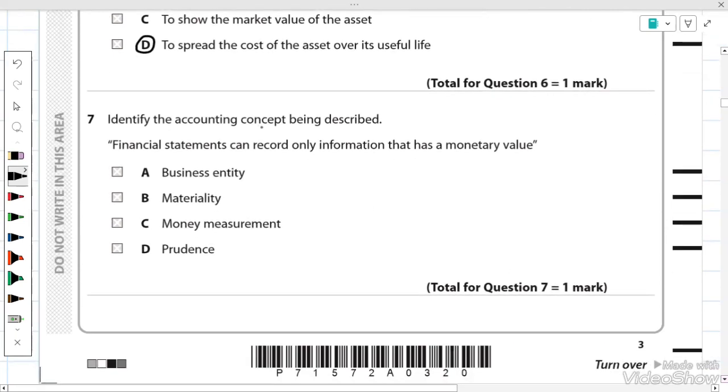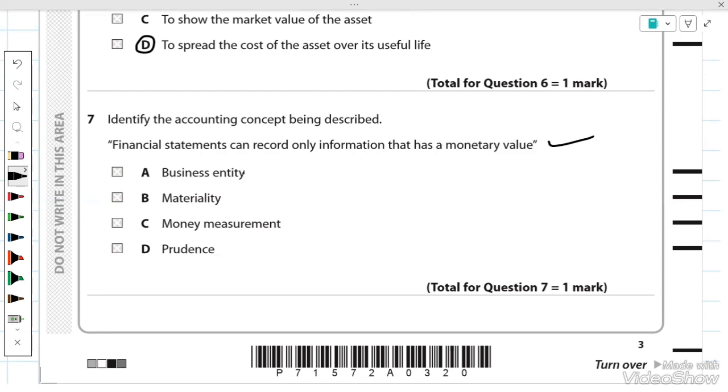Identify the accounting concept being described. Okay, so this is basically your accounting concept, and you have to identify in these four options which option is correctly identifying this statement. Okay, so financial statements can record only information that has a monetary value. Okay, so this is very easy.